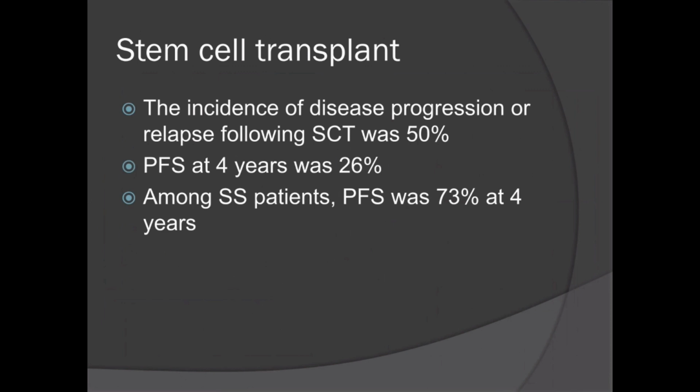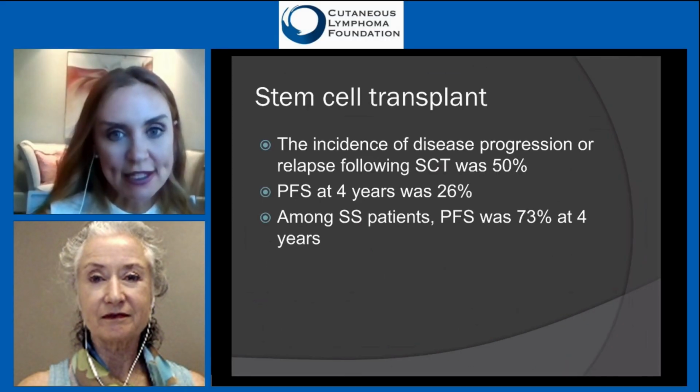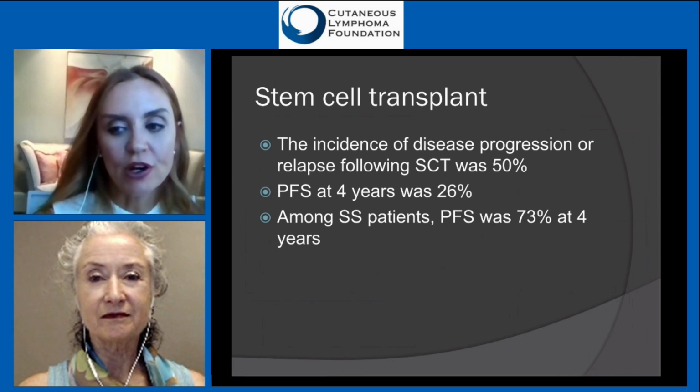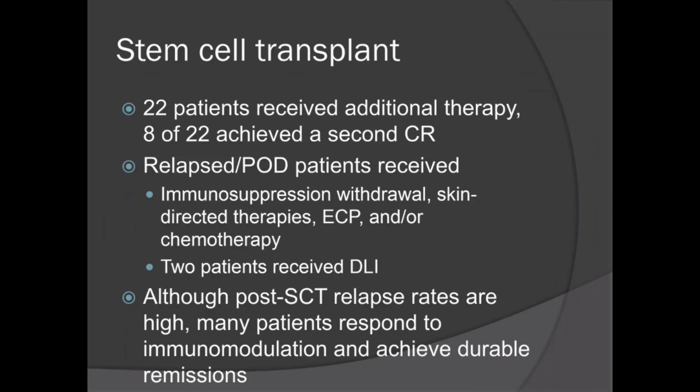The progression-free survival at 4 years, so the people who had no disease 4 years after transplant, was only about 26%. But among the Sézary syndrome patients, progression-free survival was much higher, 73% at 4 years. So digging into more details here, 22 patients went on to receive an additional therapy, and 8 of those 22 went on to achieve a second complete response.